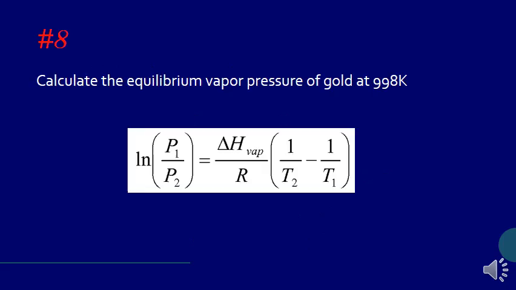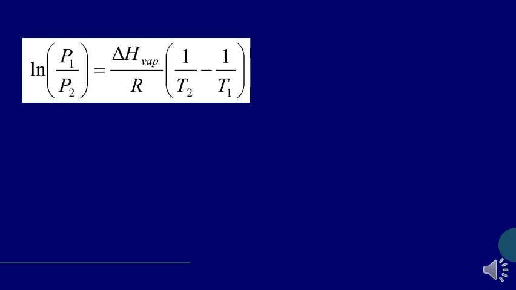After giving this question a lot of thought, I think this is the best equation you should use for this. Now, getting gold to vaporize at all is a nightmare, much less at 998 Kelvin. So, using this equation, pressure 1, I'm going to use 1 atmosphere, because then the pressure 2 is the vapor pressure I'm solving for.